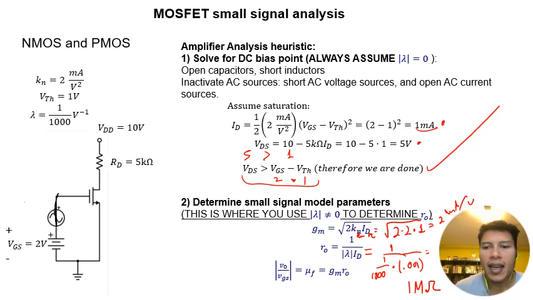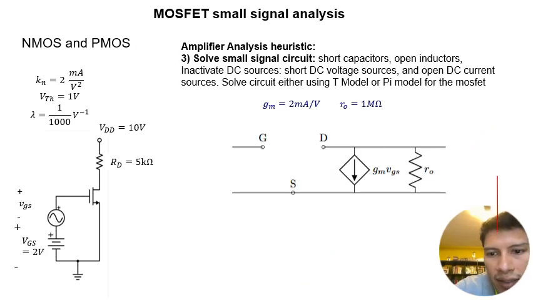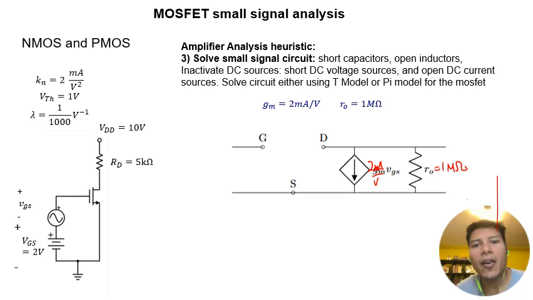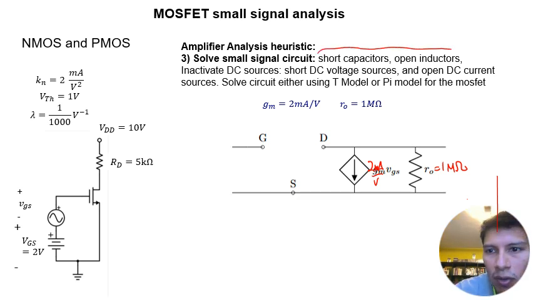Okay, so that gives us the two parameters that we need. Now we have that gm equals 2 milliamps per volt, and RO equals 1 mega ohm. So now we're ready to actually do our small signal analysis. So now we just need to write out our circuit. To do that, we first start by shorting all capacitors and opening inductors. There are none of these, so we're done with that automatically. There are no capacitors or inductors in this circuit.